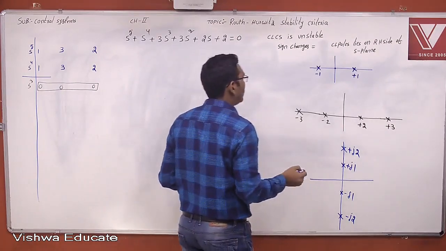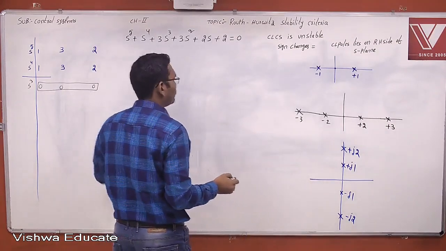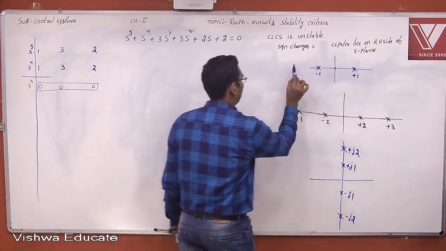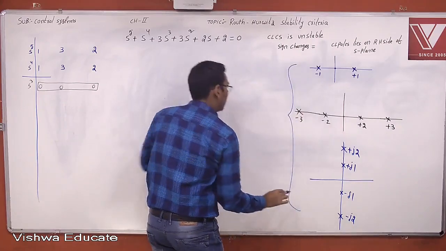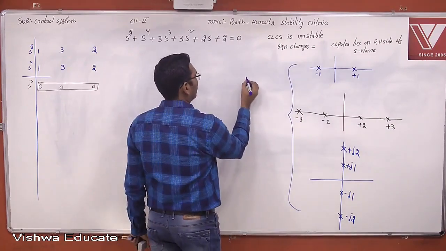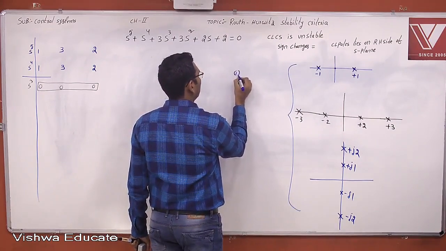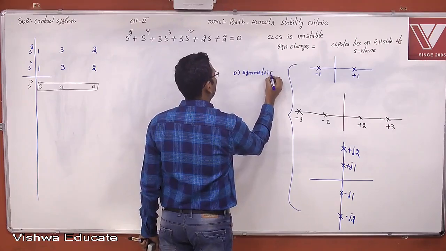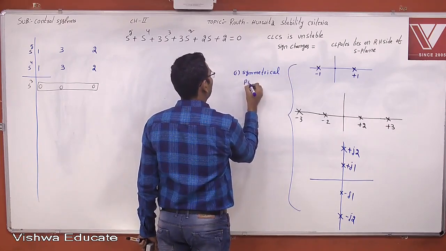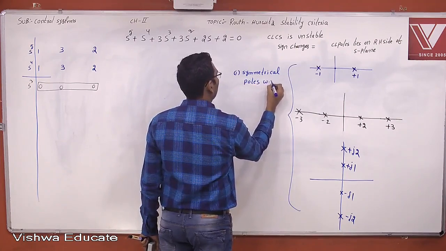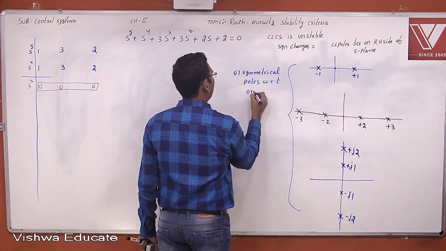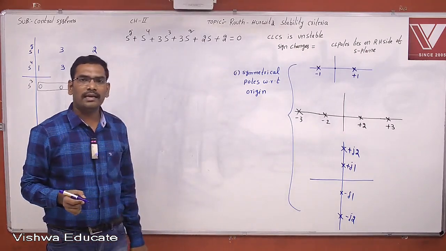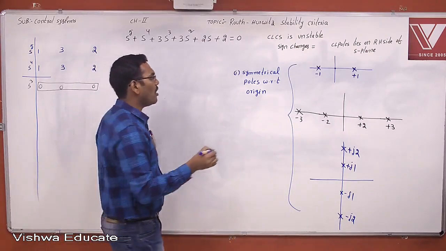Therefore, the first reason behind one complete row becoming 0 is, I can write here, first point is symmetrical poles. Symmetrical poles with respect to origin. If the poles are arranged symmetrically with respect to origin.